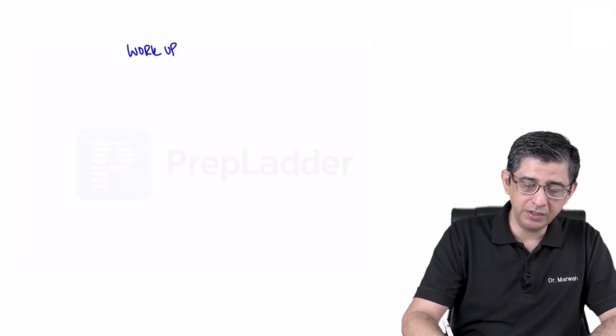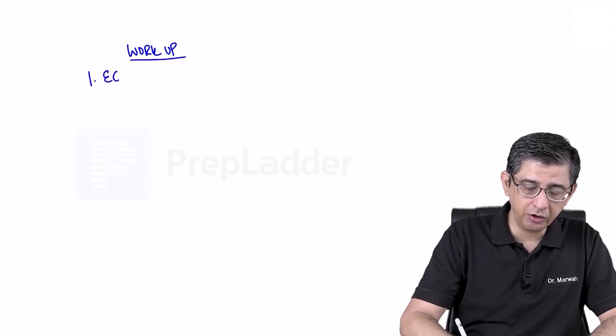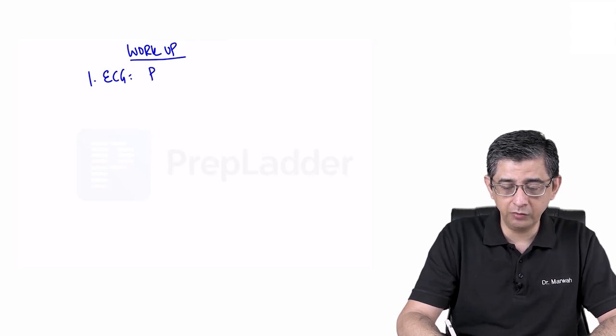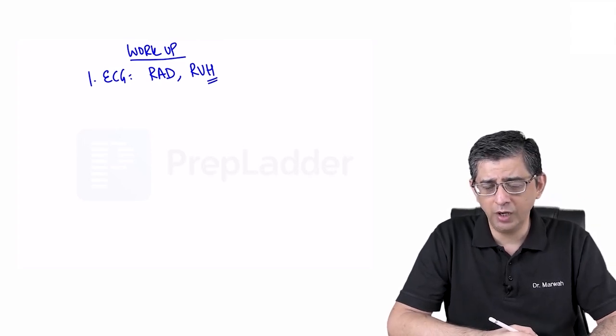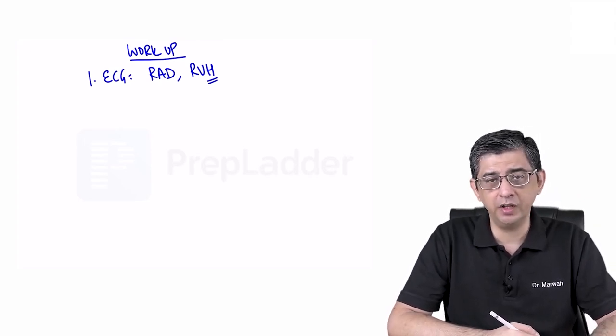So I'll be doing an ECG. And since we are talking about the right side of the heart getting involved, there would be features of right axis deviation and right ventricular hypertrophy. Though I would say that ECG is not very good to identify hypertrophy.